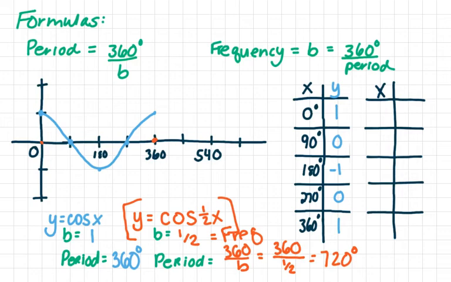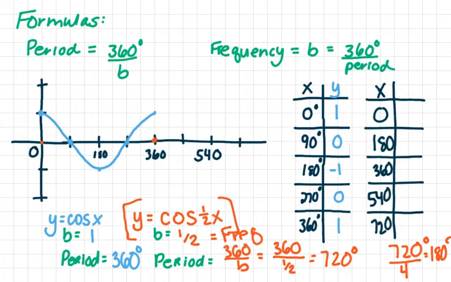To find my 5 key points, I'm going to take the 720 degrees and divide it by 4. This means that I will have a key point every 180 degrees. From here, I can fill out my table and have my points of my input or x values being 0, 180, 360, 540, and 720 degrees.